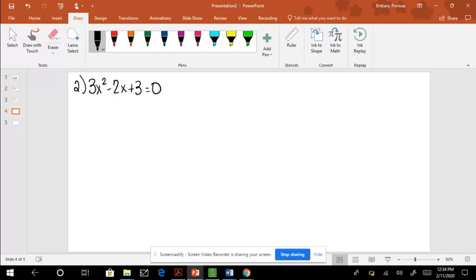A is the number in front of x squared, so in this case it is 3. B is the number in front of x, in this case negative 2. And C is the number at the end, which is 3.